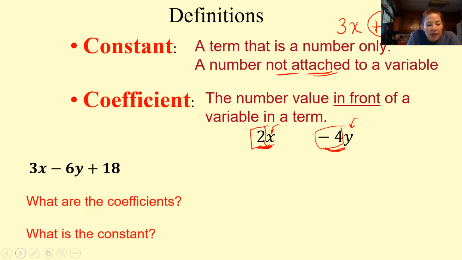So here we have a long expression, 3x minus 6y plus 18. The first question is, what are the coefficients? The coefficients are 3 and negative 6. And the constant, of course, is the number not attached to a variable. The constant is an 18.